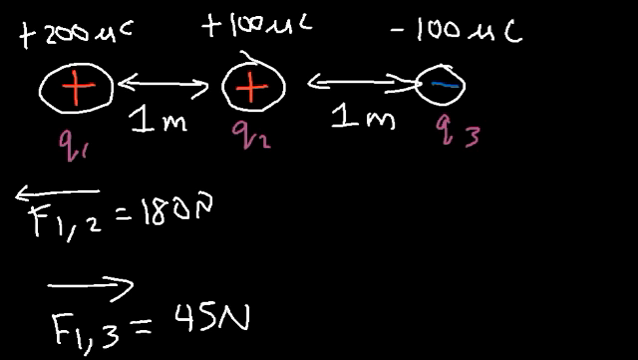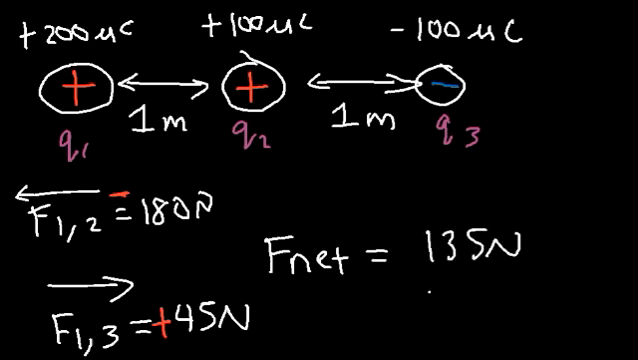Now that we have the two forces, what is the net force acting on Q1? So let's assign signs. F13 is going to the right, so let's assign a positive value. Now the force on 1 caused by Q2 is directed to the left, so let's assign a negative value. Negative 180 plus 45 will give us a net force of negative 135. Or you could say 135 newtons directed to the west.